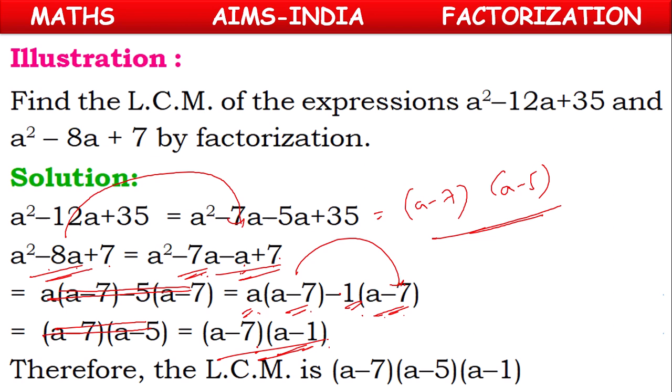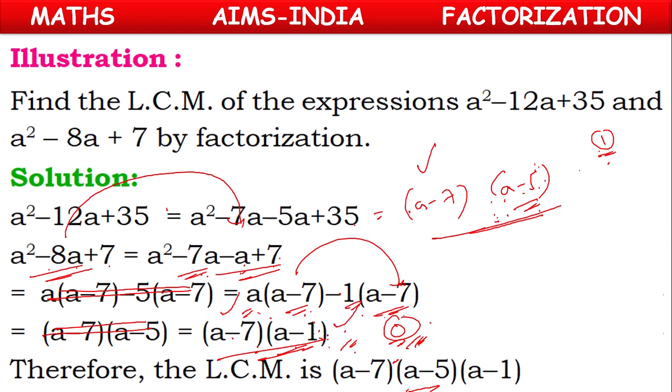So here a minus 7 common, that we can take. A minus 5 is present in only one polynomial but not present in the other polynomial. Means in one polynomial it is occurring one time, in the other polynomial it is occurring 0 times. Highest number of times, one time, it occurred in one polynomial. So we have to consider it. Here 0 times it is having, there 1 time it is having. So the highest number of times it is present is in the first polynomial. So we have to take it while taking the LCM.